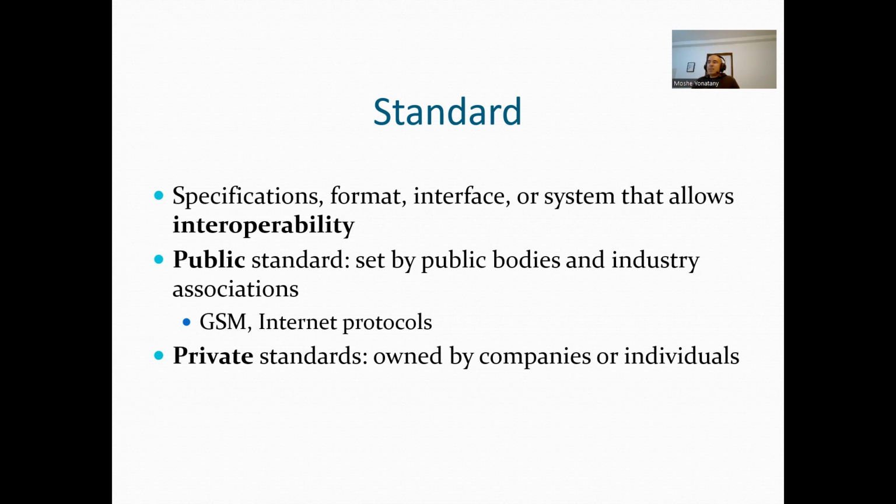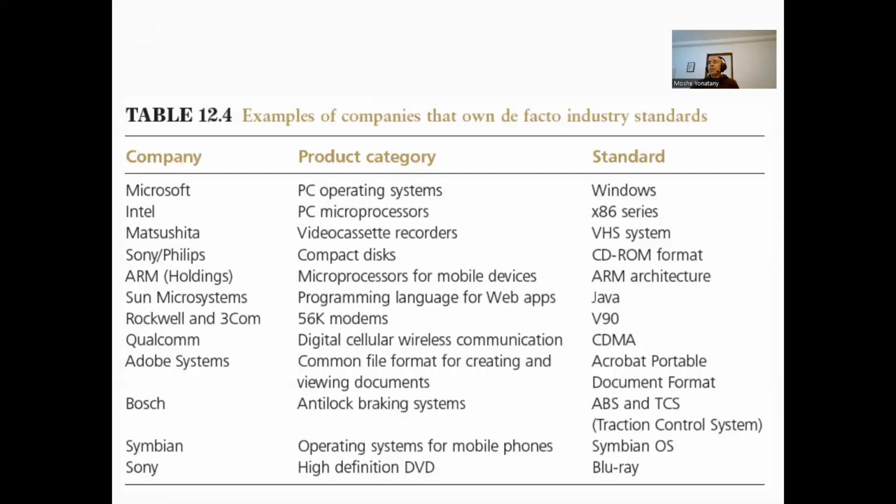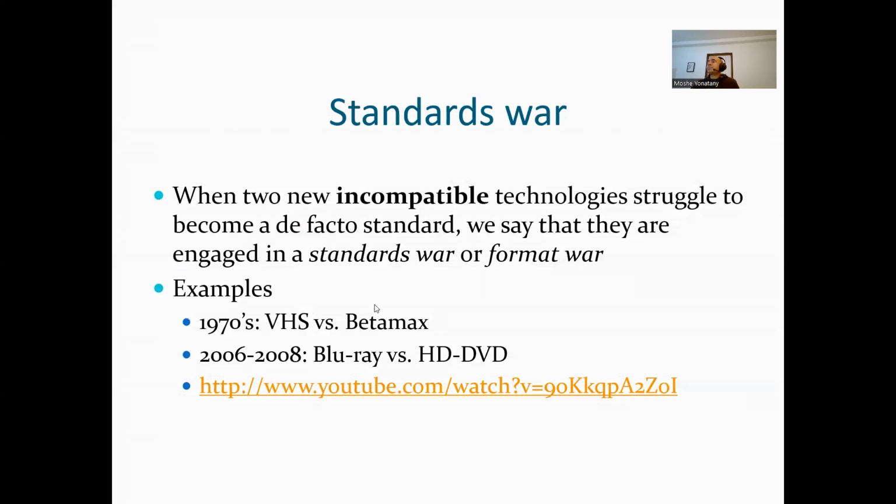So there are public standards, usually set by public bodies, like internet protocols, and there are private standards that are owned by somebody, by some company. For example, Windows became the standard in the market, and it's a private standard. It belongs to Microsoft. So there are lots of examples for standards, and this table actually presents de facto standards, okay? De facto industry standards. You can look it up in the slides, of course.